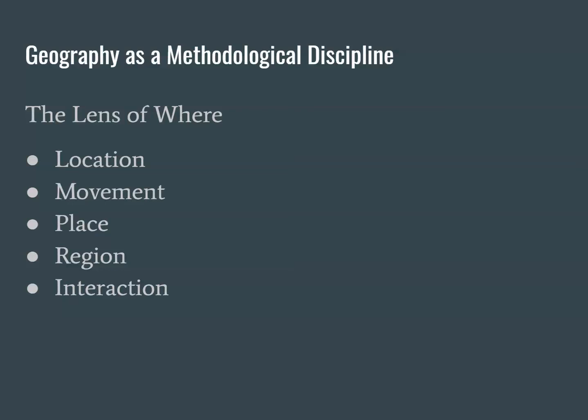And then we can talk about interaction across space. How do different spatial phenomena interact to produce the world that we live in? For example, how does transportation infrastructure influence the culture of the automobile? Or how do transportation networks and infrastructure influence things like business success or failure? These are the interactions of different phenomena in space producing the landscape that we experience. That is geography as a methodological discipline.